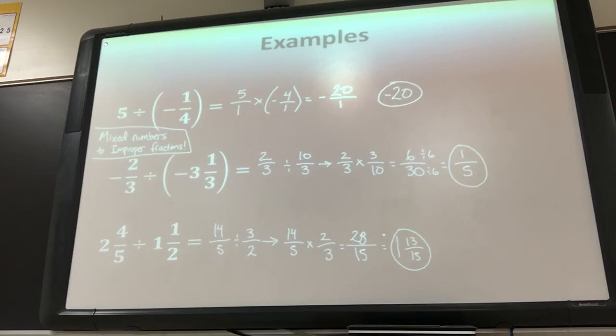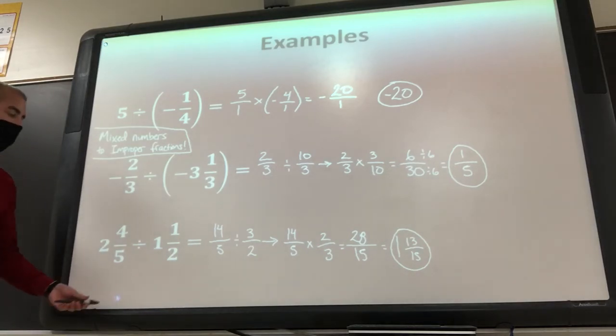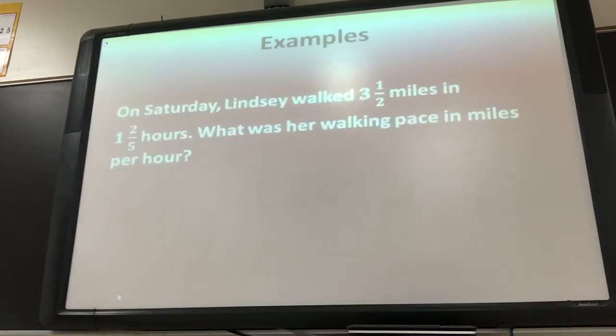All right, any questions? Okay. If not, let's look at this next one together then. So it says on Saturday, Lindsay walked 3.5 miles in 1 2/5 hours. What was her walking pace in miles per hour? I'm going to test you here real quick.